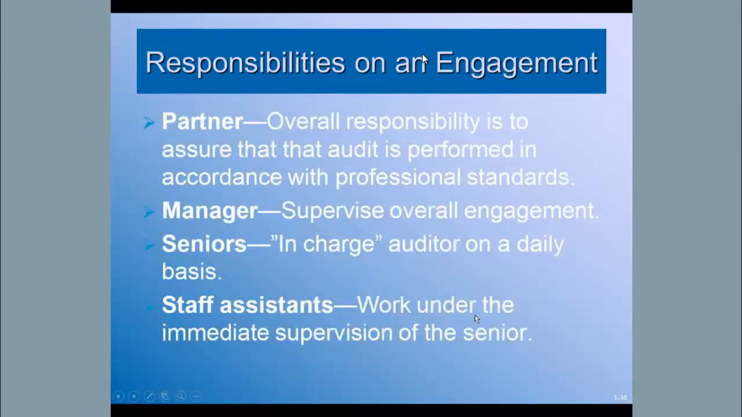So what are the responsibilities? Like I said, partner, overall responsibility. Making sure that the auditors perform their correction. These are the sign off people. They're the ones putting their name on the warrant. They're the only ones allowed to sign. Nobody else can sign anything in the firm. You don't want anybody signing tax returns? Gotta be a partner's name.